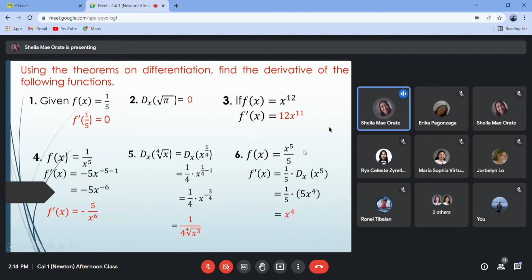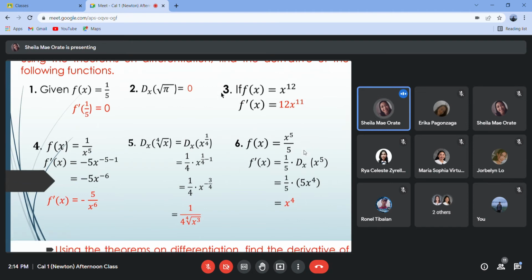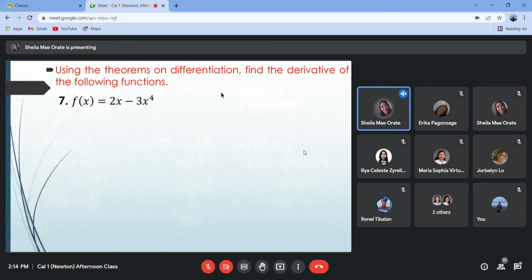So correct your answers. Okay, so you have reviewed the theorems on differentiation earlier. Now, how about if we're given this kind of function? This time, the theorem we will apply is the difference rule. Okay, this is what is given to us, the derivative of the given function.